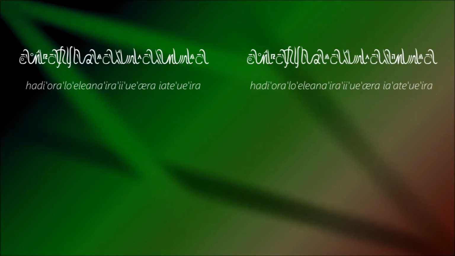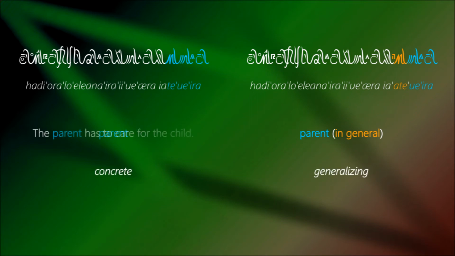For example, both of these sentences are identical, and use the word teue ira, which means parent. Only in the sentence on the right, the word teue ira has been merged with the generalizing personal pronoun ate, creating ateue ira, a parent in general. As such, the sentence on the left is simply declarative and/or descriptive. The parent has to care for its child, whereas the sentence on the right expresses a generalization. A parent should always care for a child.